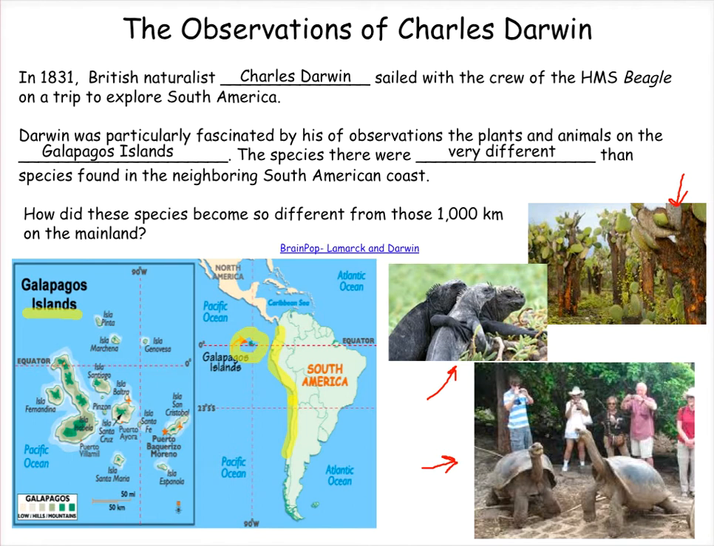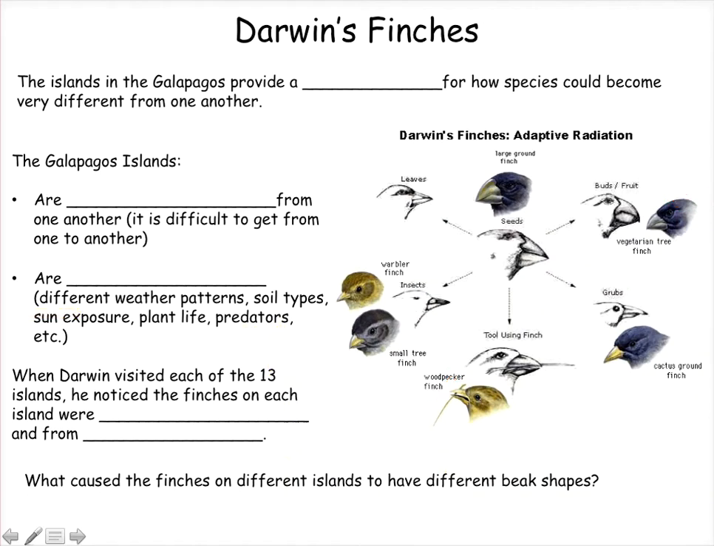So this made Darwin curious. How did these species become so different from those 1,000 kilometers away on the mainland? It was in the Galapagos Islands that Darwin formulated his historic ideas about how evolution occurs. And the reason that he was able to do this specifically in the Galapagos Islands is because the islands provide a natural model for how species more generally can become very different from one another.